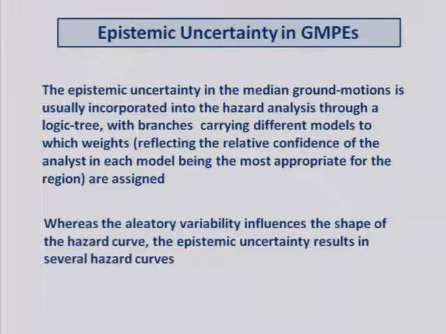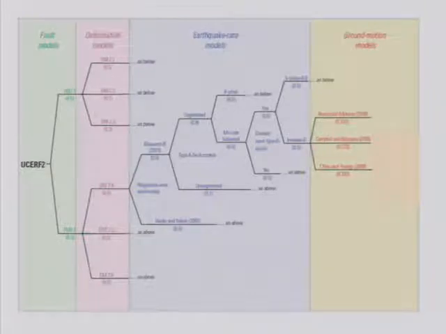And whereas the influence of the aleatory variability, sigma, is to change the shape of the hazard curve, what consideration of epistemic uncertainty does is give us multiple hazard curves, which is quite different. So we'll end up, this is the one part of the logic tree used for the latest USGS hazard maps.